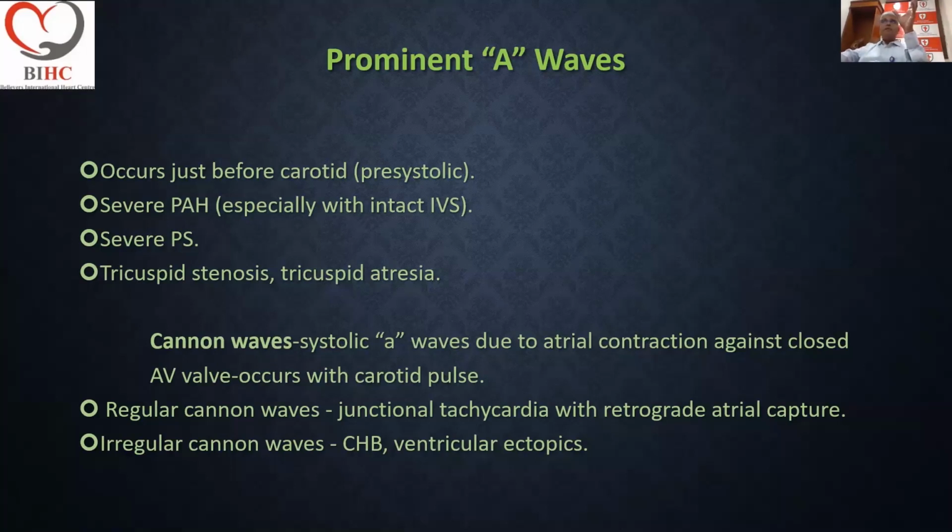So prominent A waves are pre-systolic waves seen when there is right ventricular hypertension and right ventricular hypertrophy, causing the RV to be stiff. The RA contracts more forcefully to fill the stiff ventricle. Or the cannon A waves are not pre-systolic waves. They are not big A waves. They are systolic A waves which lead to your attention when the atrium contracts against a closed AV valve.